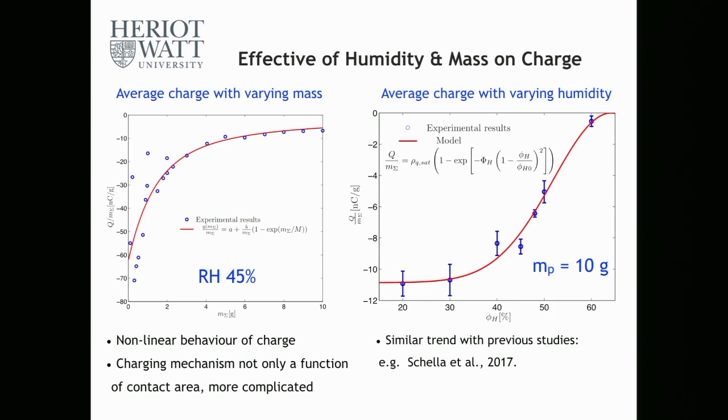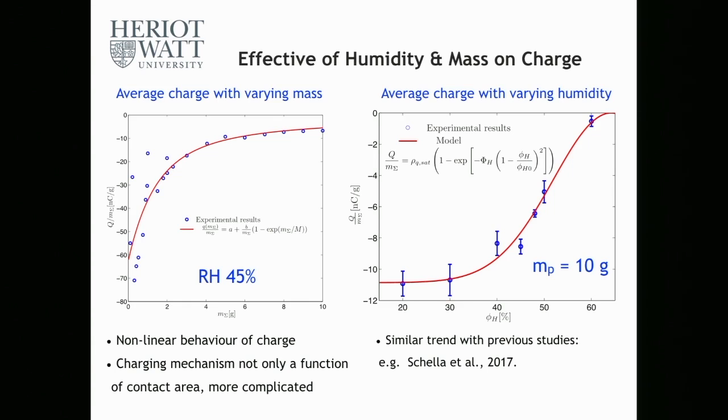So this is our first result. The first graph shows the total charge versus mass. In this experimental study, we keep the humidity level constant and vary the mass, or we keep the mass constant and vary the humidity. This first figure shows the total charge versus mass in the system at a constant humidity. As we can see, there's a nonlinear behavior. We find this interesting because it means that there is a charging mechanism that depends on the multi-particle system.